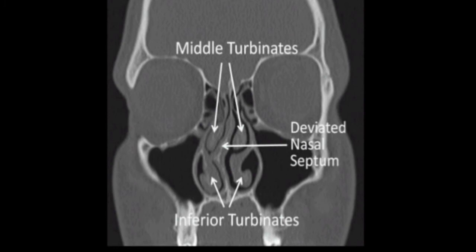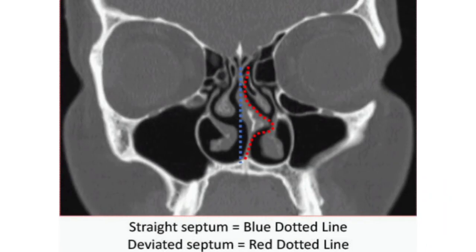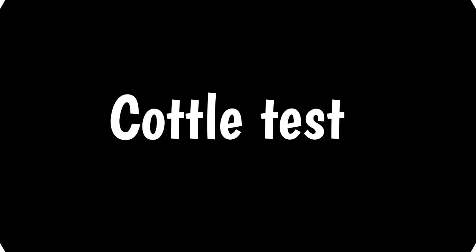A question is asked in the exam: which X-ray is used to confirm the diagnosis of deviated nasal septum? Its answer is CT scan of paranasal sinuses, but it may be best evaluated by simple examination called fiber optic nasal endoscopy by ENT specialist. This picture is CT paranasal sinuses.